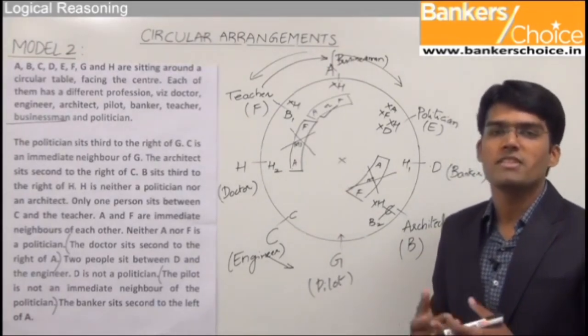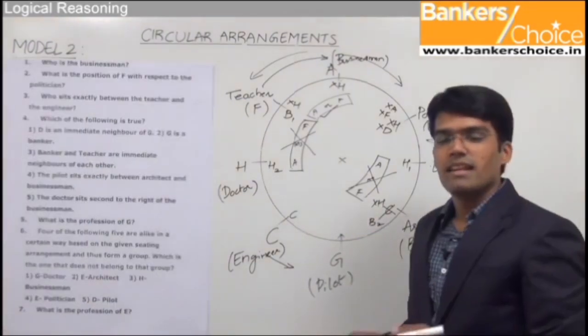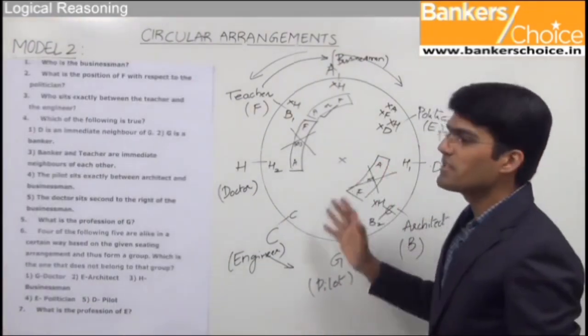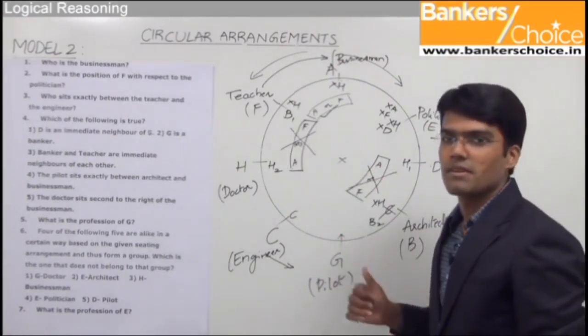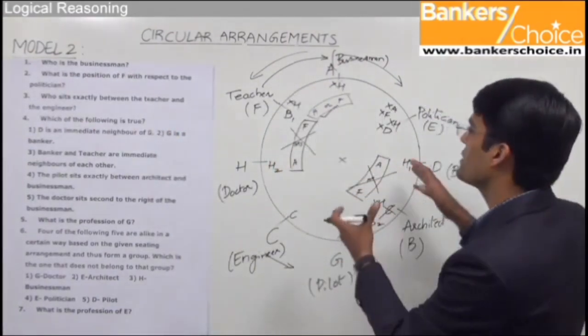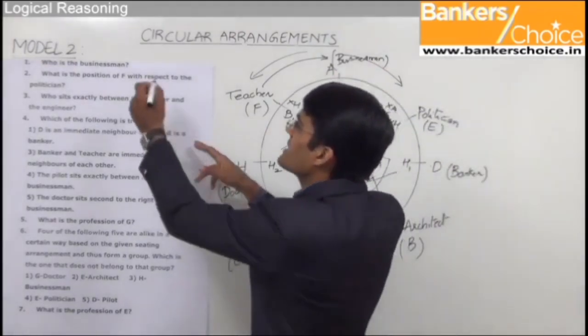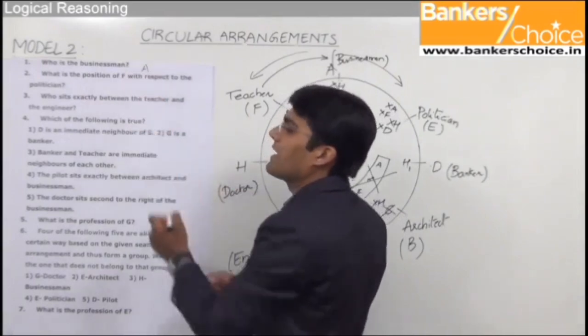Otherwise, you may end up wasting a lot of time and without getting the complete arrangement. Let us now look at the various questions asked based on the circular arrangement that we have just finished. The first question is, who is the businessman? Now from the arrangement we know that the person A is the businessman. So we can say that the answer for question number 1 is A.